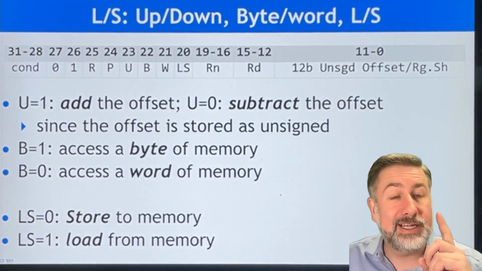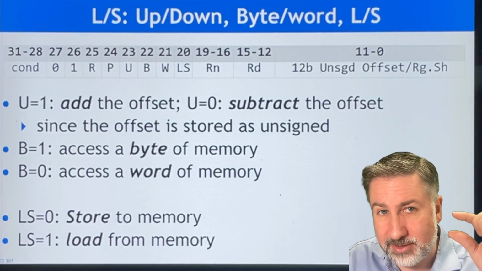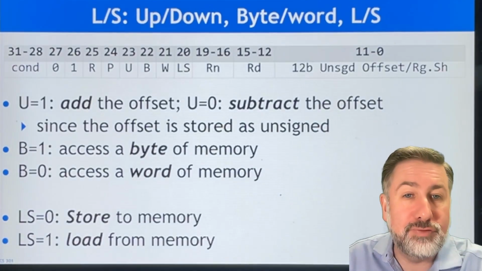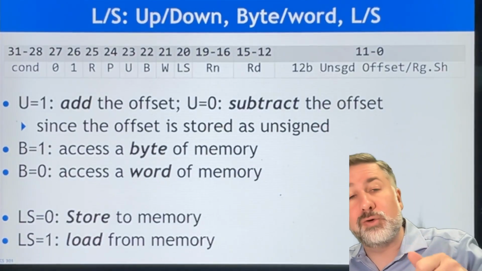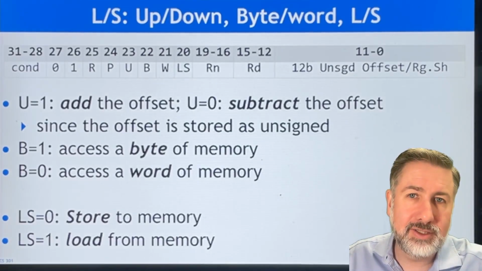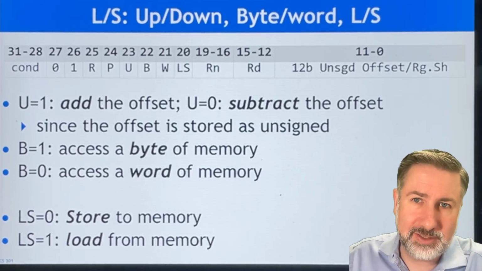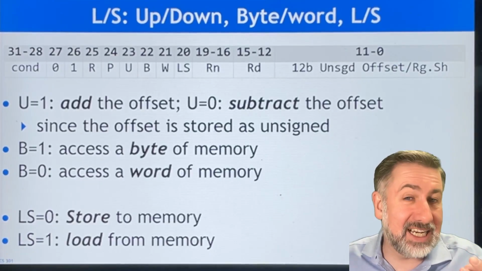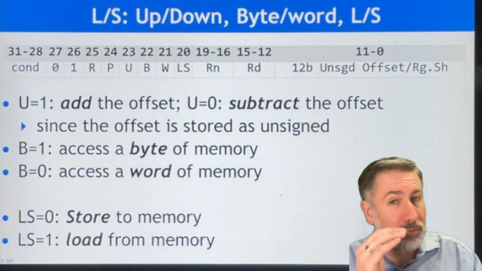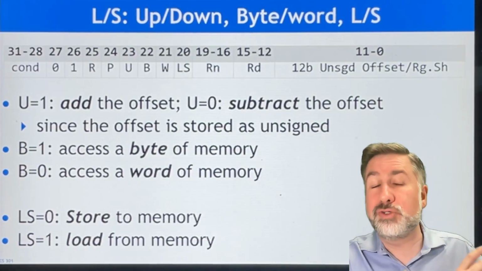The U flag depends on how you are modifying the pointer based on the offset. You can either add the offset or you can subtract the offset. And the U flag tells you that. U, up, means you're going up in memory from the pointer, so you're adding the offset. U 0 means you're going down in memory, you're subtracting the offset, right? The offset is stored as an unsigned number, and so you can't go backwards or forwards from your pointer by changing the sign of the offset. That's what you would do in MIPS, right?